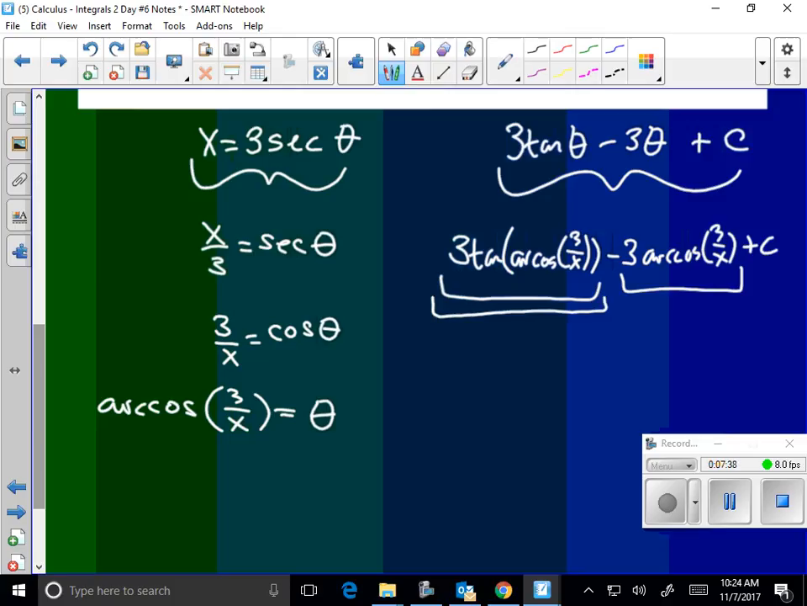So I'm going to draw a triangle. Watch me draw a triangle. So the arc cosine of 3 over x means that the cosine is 3 over x. But I want the tangent of that angle, right? So I need this opposite side over here, which would be using the Pythagorean theorem.